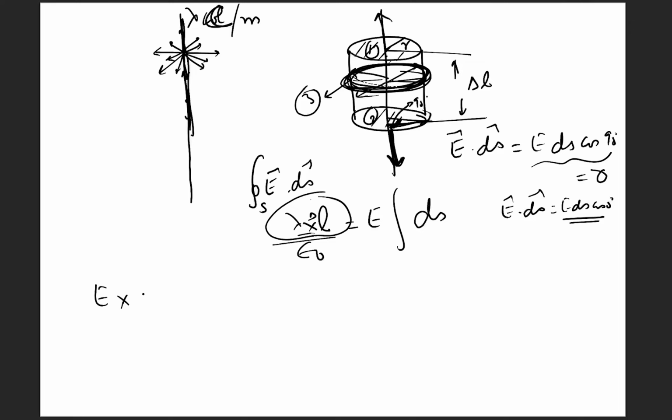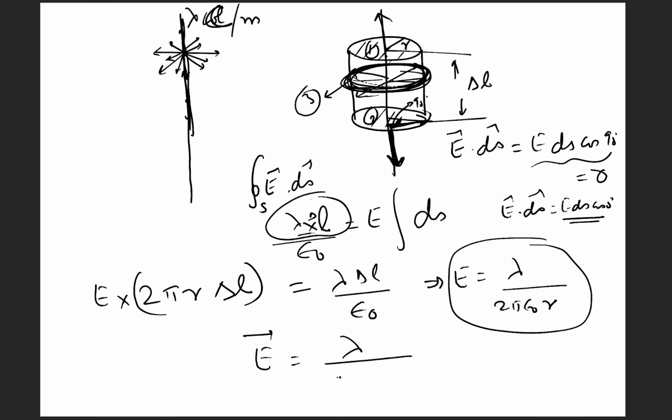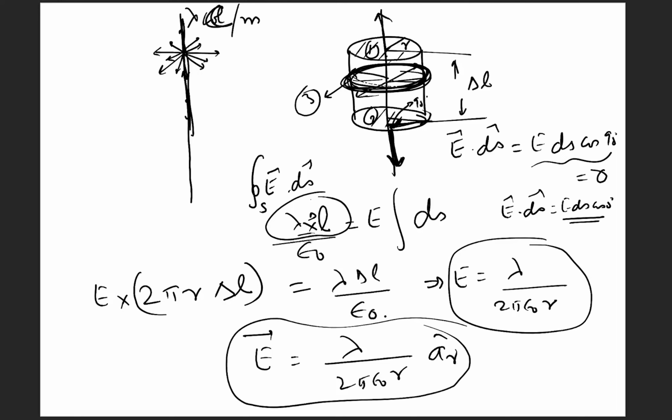So E into 2 pi r into delta L, this is the area of this curved surface, is equal to lambda into delta L by epsilon naught, or it implies E is equal to lambda by 2 pi epsilon naught r. So this is the magnitude of the field, and we already know that the direction of the field is in the radial direction in terms of cylindrical coordinates. So in this way we have found the electric field due to an infinitely long line charge.